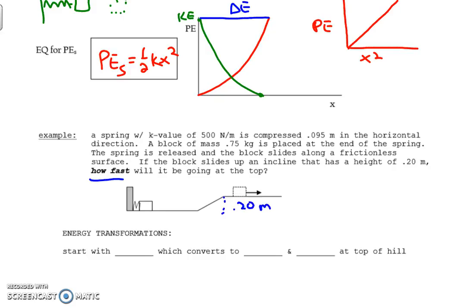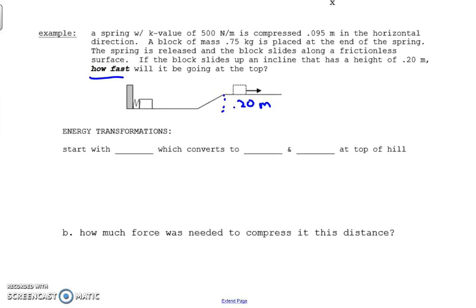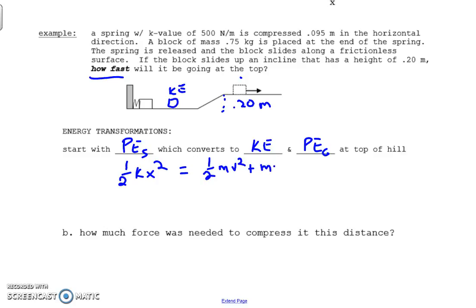Okay, so like any other conservation of energy problem, the easiest way to approach this is by looking at the actual energy transformations. So we start with elastic potential energy. It converts to kinetic energy right around here. It's all KE here, but we're not interested in that. We're interested in what's going on at the top right there. And so what kind of energy does it have? Well, it's still moving, so there's kinetic energy, but it's risen, so there's some gravitational potential energy. Okay, so now we just use the equation. We're starting with 1/2 kx squared, and that's going to equal 1/2 mv squared plus mgh.